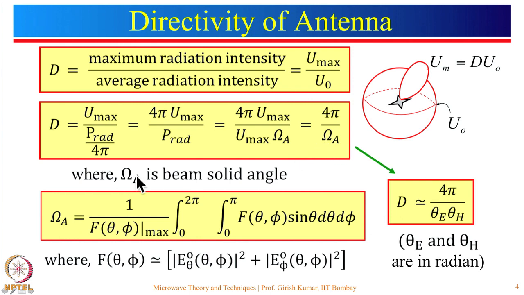Capital omega A is the beam solid angle, and this particular thing can be approximated as the product of theta E and theta H. What is theta E? Theta E is the half power beamwidth in the E plane, and theta H is the half power beamwidth in the H plane. Generally speaking, these E and H planes are perpendicular to each other. So suppose if we talk about this as the E plane, then this will be the H plane.